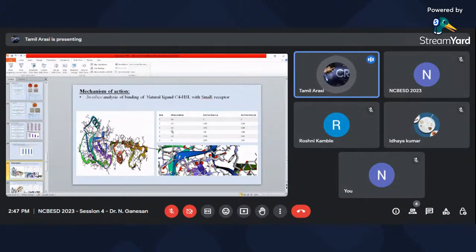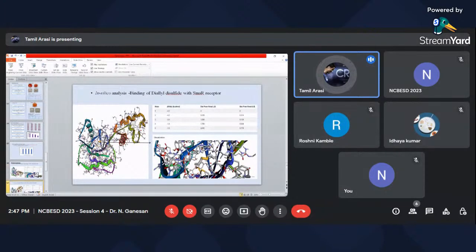In this picture, in the first tabular column, you can see there are 6 attachments between the natural ligand and SmaR receptor, and the highest affinity score is minus 5.8. And then again, I've done molecular docking between diallyl disulfide and SmaR receptor. In this also, you can see there are 5 attachments between diallyl disulfide and SmaR receptor, and the highest affinity score is minus 4.2. From this, you can say diallyl disulfide acts as a competitive inhibitor and does not allow the natural ligand to bind with the SmaR receptor. It prevents the binding, and it is acting as an anti-quorum sensing agent. That's all. Thank you.